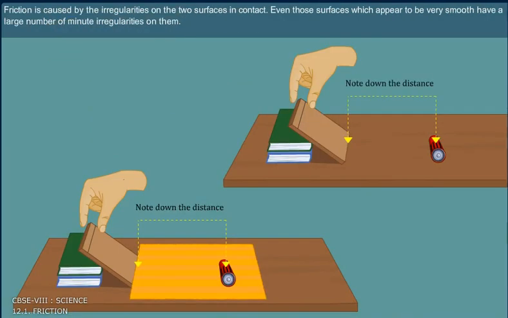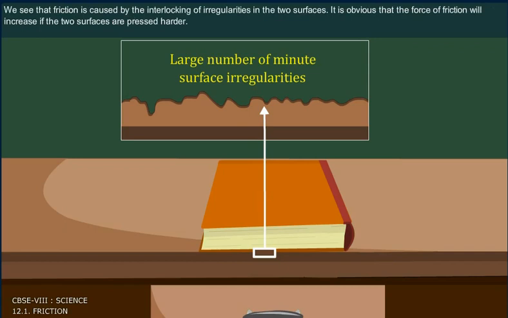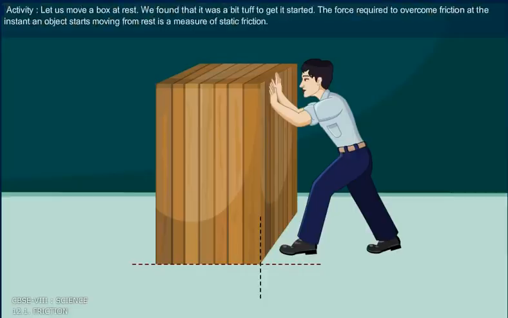Friction is caused by the irregularities on the two surfaces in contact. Even those surfaces which appear very smooth have a large number of minute irregularities on them. We see that the friction is caused by the interlocking of irregularities in the two surfaces. It is obvious that the force of friction will increase if the two surfaces are pressed harder.